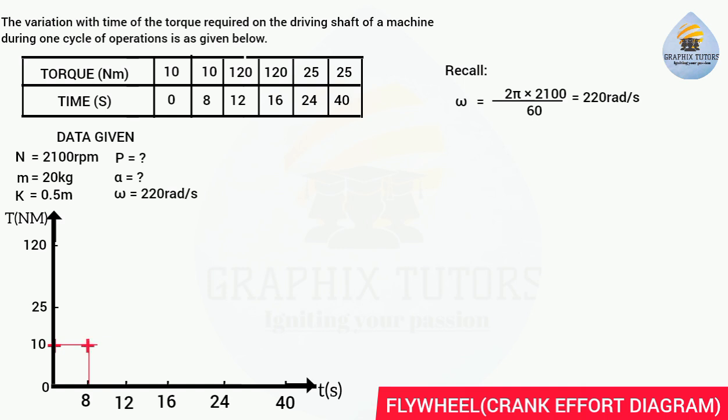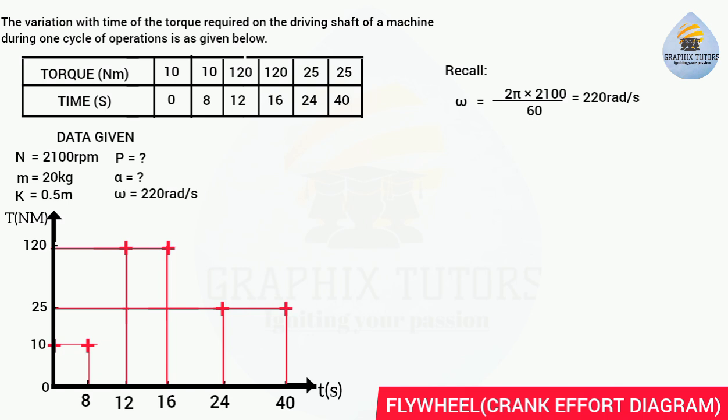Similarly, when the time is 12, the torque is 120. So where they meet, we have this point here. Now, when the time is 16, the torque is still 120, constant, at this point here. Now, when the time is 24, the torque is 25. They are meeting at this point here. And when the time is 40, the torque still maintains 25, constant.